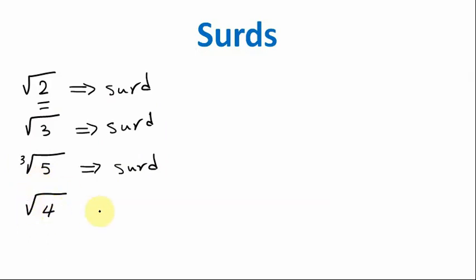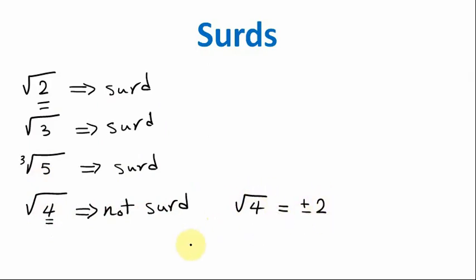Square root of 4, this is not a surd. Why? Because 4 is a perfect square number. Because square root of 4 equals positive or negative 2. And we put positive or negative because positive 2 times positive 2 equals 4, and negative 2 multiplied by negative 2 still equals positive 4.